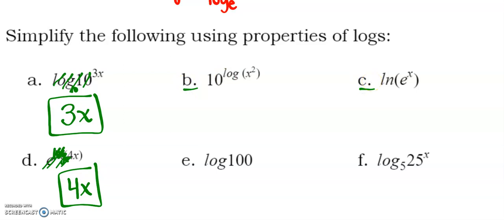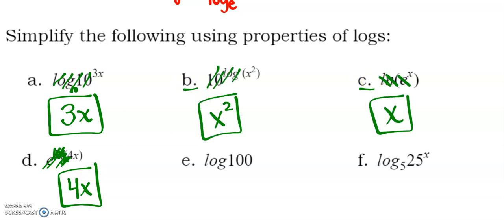Okay, go ahead and see if you can try B and C. Pause your video and then come back and check. All right, hopefully this is what you got. So 10 with a base in the exponent raised to log in the exponent are going to cancel as inverses, and we get x squared. This one, the natural log, remember that really means log with a base e of e to the x. These are inverses, so we're left with just x.